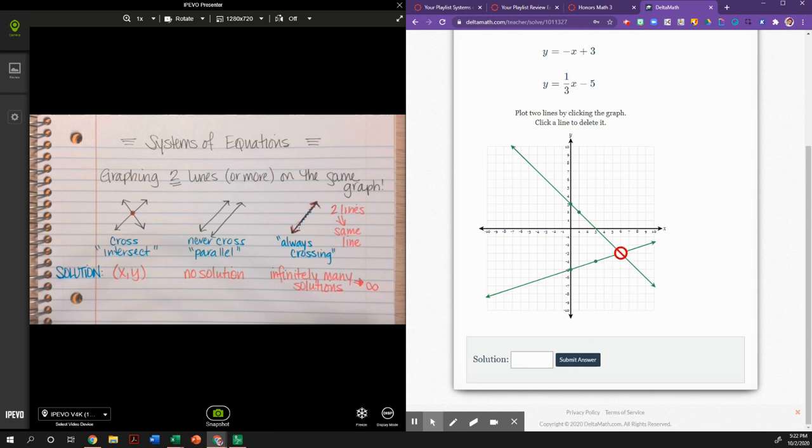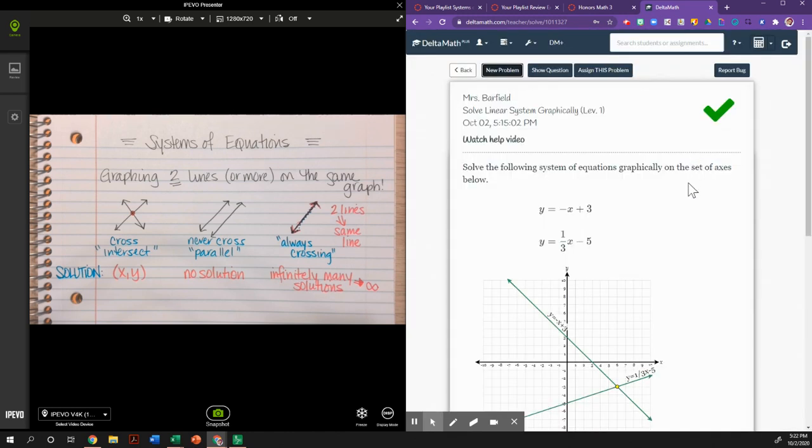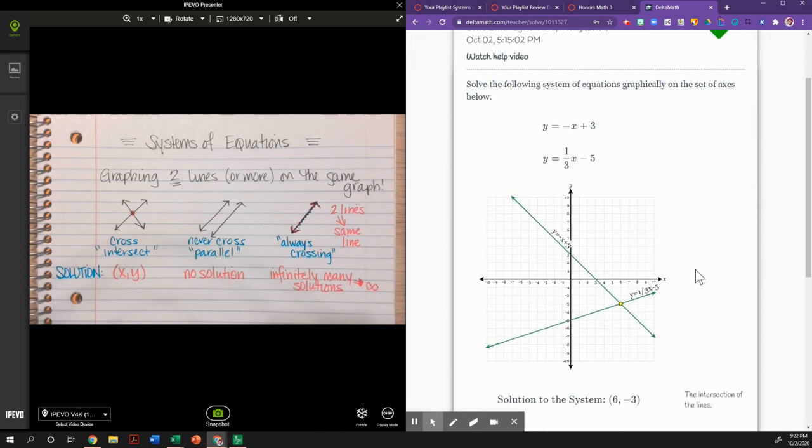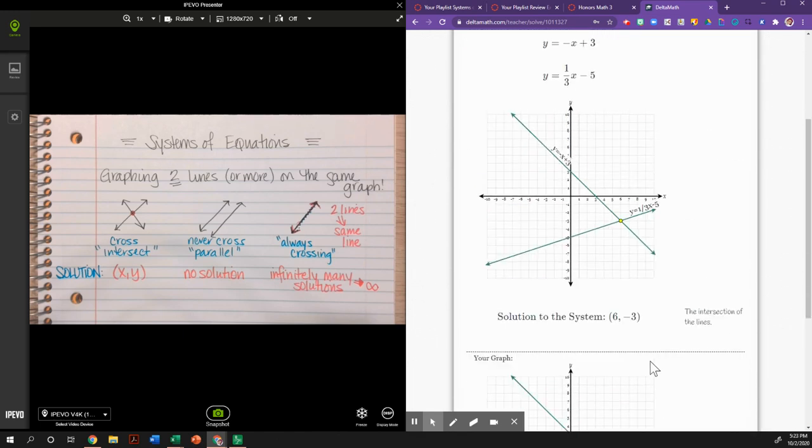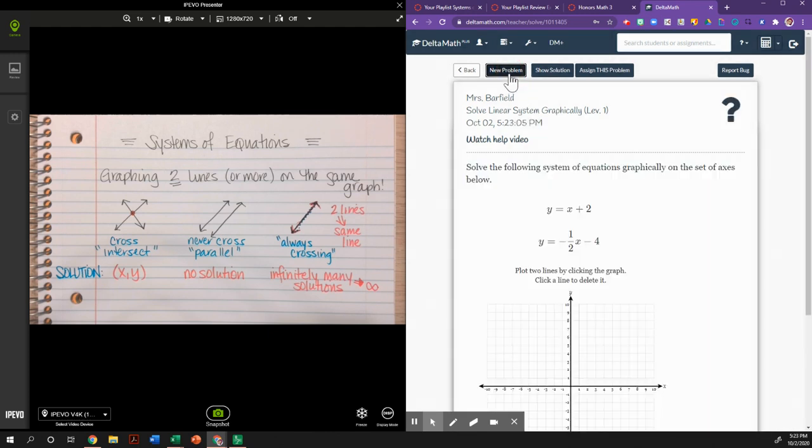We need to name this point. I know this red cursor is coming up here, but it's because I'm done drawing. I go over 6 and down 3, so my point is (6, -3): parentheses, 6, comma, -3, close parentheses. So you draw the lines, and then you tell me where they cross. I submit my answer, yes, and there we go. It's the intersection of the lines, and then they show us our comparison. Let's try another one.